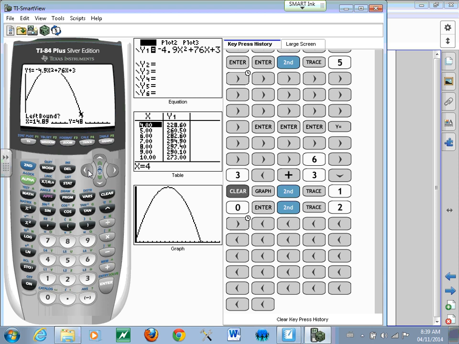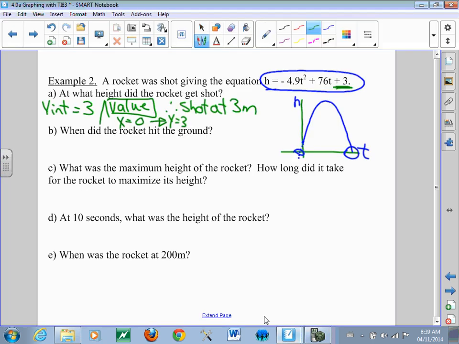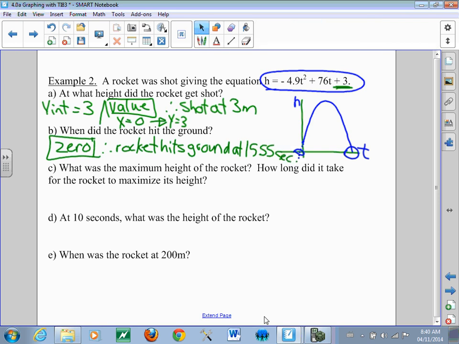So left side, press enter. Right side, you know you're on the right side when your y's are negative. Guess. Okay, so it's going to tell you that you're at 15.55 seconds. Let's go back and fill that in. Okay, so use the 0 menu. And you get, so therefore, rocket hits ground at 15.55 seconds.